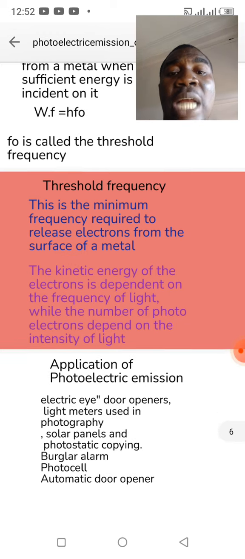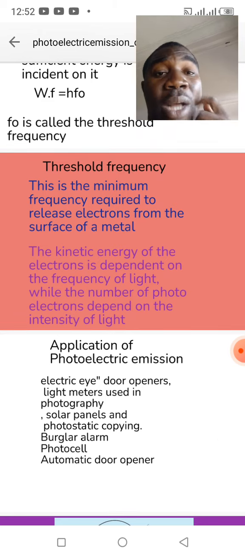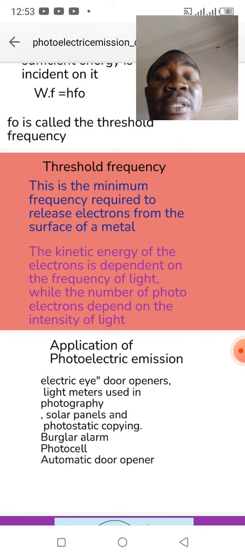It is good that we know the applications of photoelectric emission. We can use photoelectric emission for quite a number of things. One of them is the photocell, the automatic doors, automatic windows, the solar panels, photostatic copying, light meters, electric eye door openers. The applications are actually many.